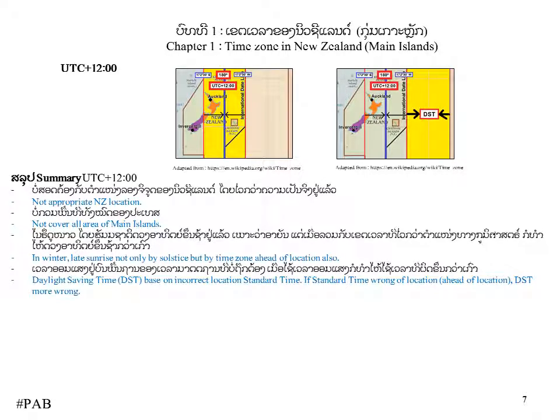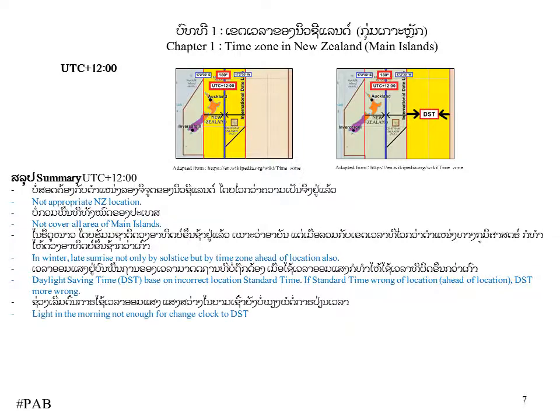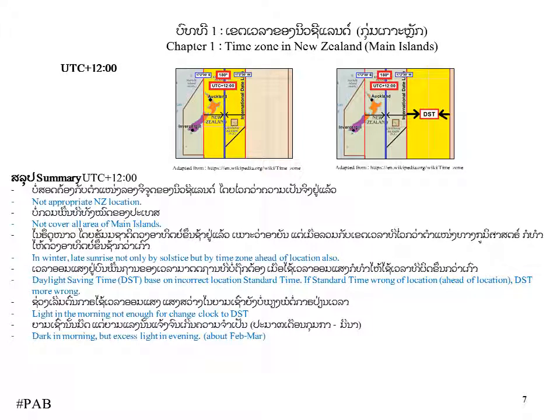Daylight saving time is based on an incorrect location standard time. If the standard time is wrong or ahead of the location, daylight saving time is even more wrong. Light in the morning is not enough for changing the clock to daylight saving time. It is dark in the morning but there is excess light in the evening.